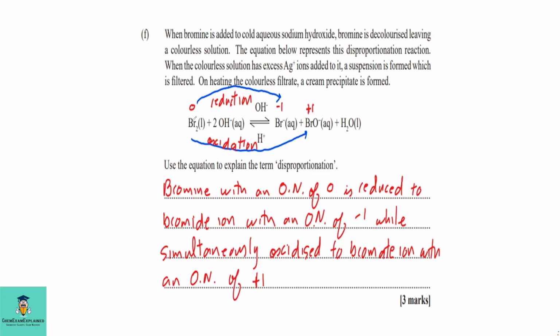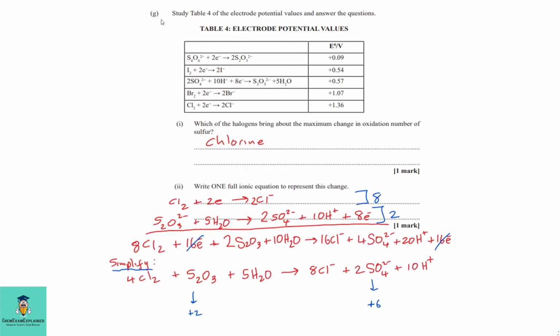So the same species that was reduced is the same species that is being oxidized. So it takes place simultaneously. And that is the meaning of disproportionation. Part G. Study table 4 of the electrode potential values and answer the question. Which of the halogens bring about the maximum change in oxidation number of sulfur?